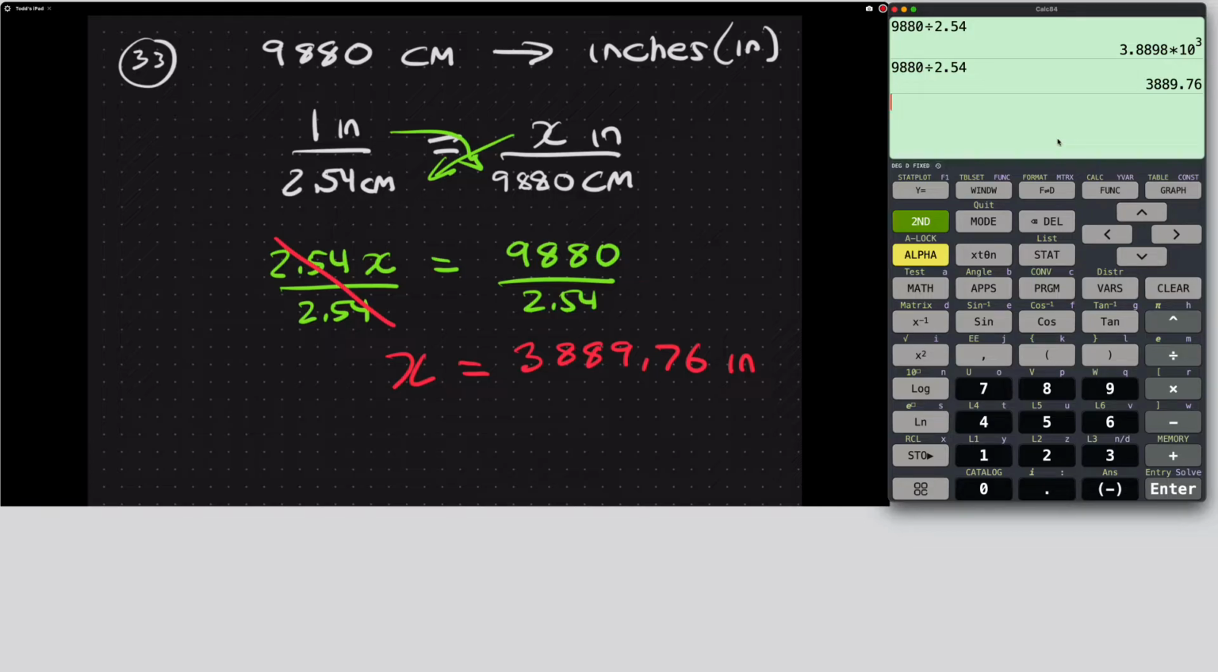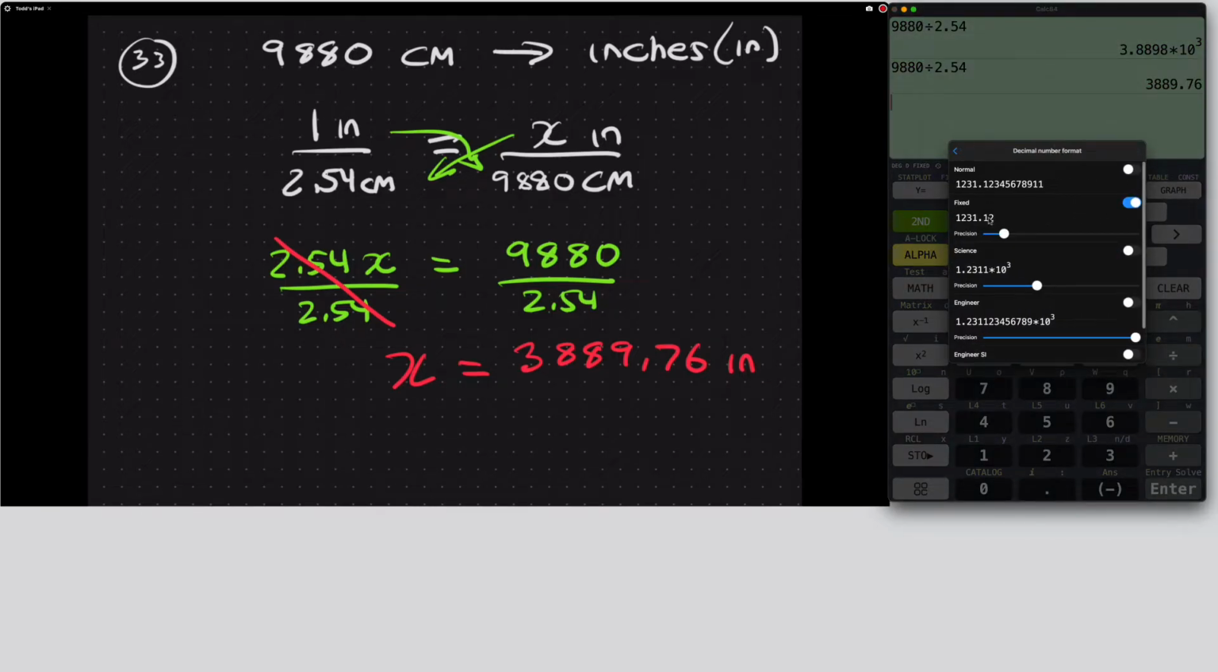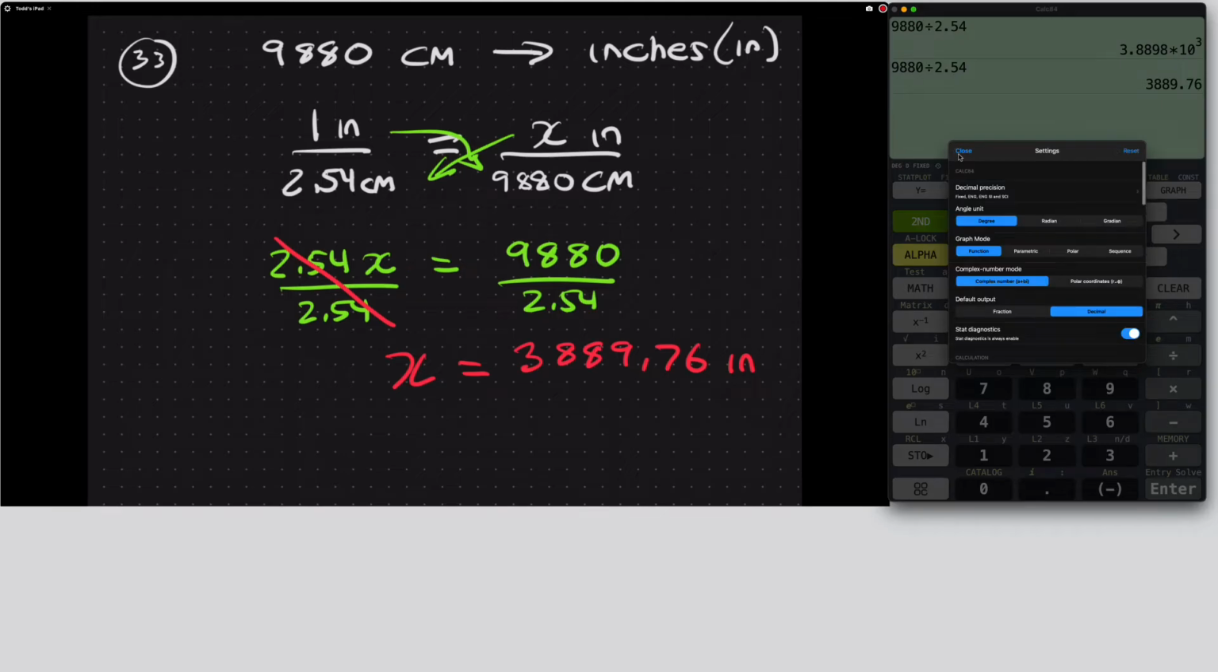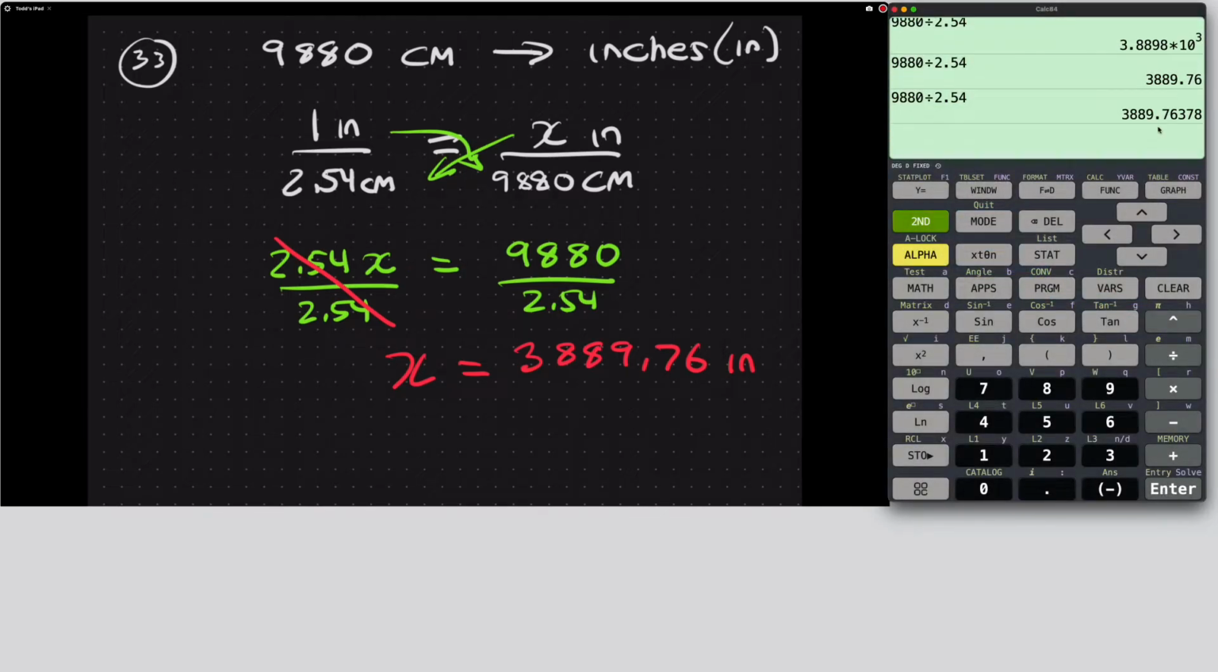Now, the question might also state where to round that. So if it says to round it to 2 decimal places, again on here, if I go into mode, you may have noticed that I've got it rounding to 2 decimal places, but if I put more, it's going to provide those for me. So when I hit enter again, you can see there are more decimals there. So if I was going to round to 2 decimal places, yes, it's 3889.76. If we need to round to 1 decimal place, it's going to be 3889.8 inches.